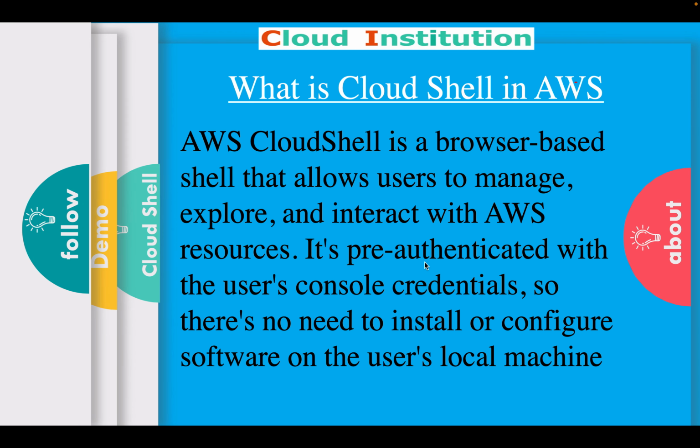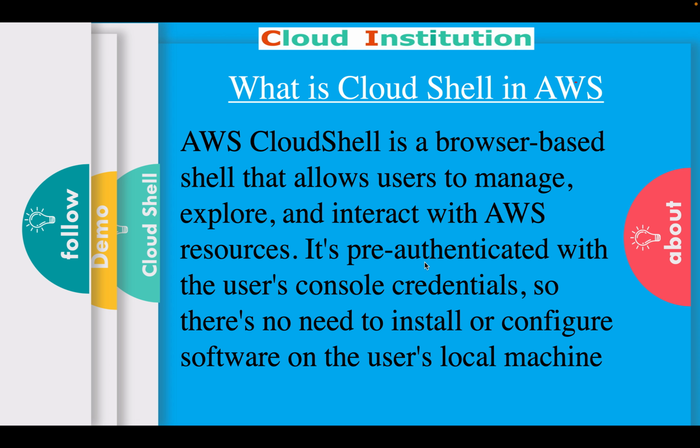Cloud Shell in AWS is a browser-based shell that allows you to manage, explore, and interact with AWS resources. It is pre-authenticated with the user's console credentials, so there is no need to install or configure software on the user's local machine. This is exactly like the AWS CLI. It is just like an authenticated terminal which allows you to run all the commands within that shell. I'm going to show you the demo in a short period.